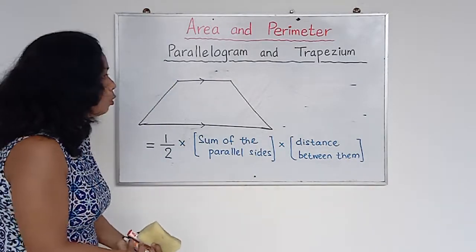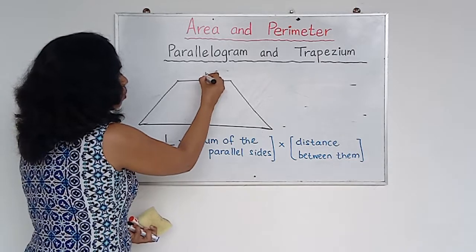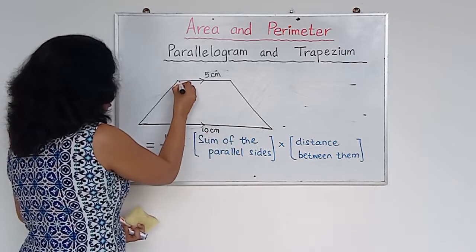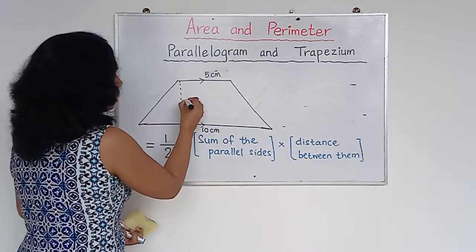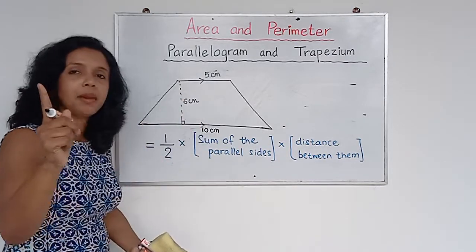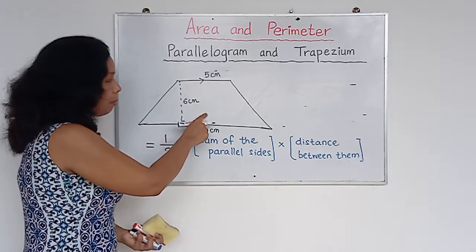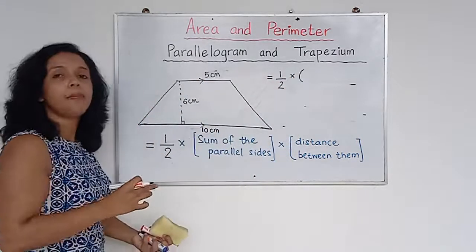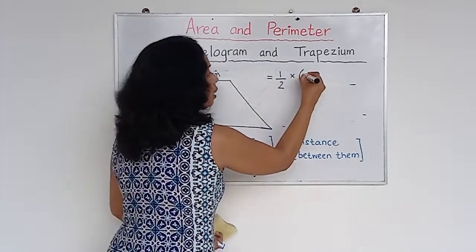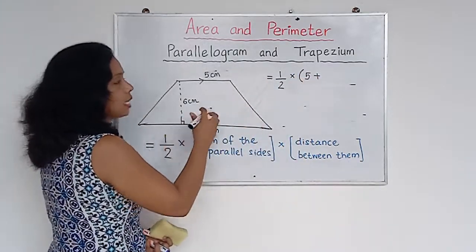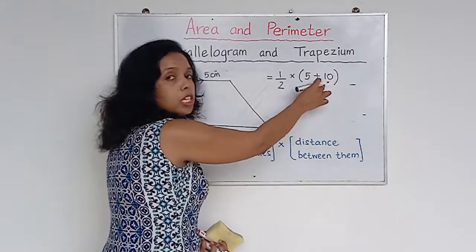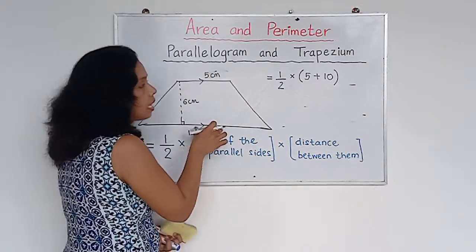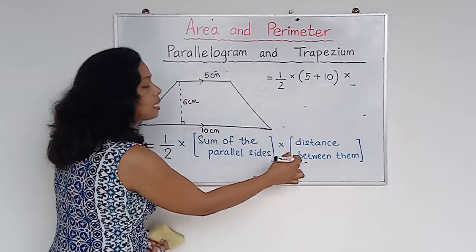Let's say, so now I am going to draw. So let's say this is 5 centimeters and this is 10 centimeters. And here, let's say this is 6 centimeters. Now tell me, how do you find the area of this trapezium? So I do it here. Half times the sum of the parallel sides. One side is 5 centimeters plus the other side is 10 centimeters. Sum or the total of the parallel lines, 5 centimeters plus 10 centimeters. Then times the distance between them.